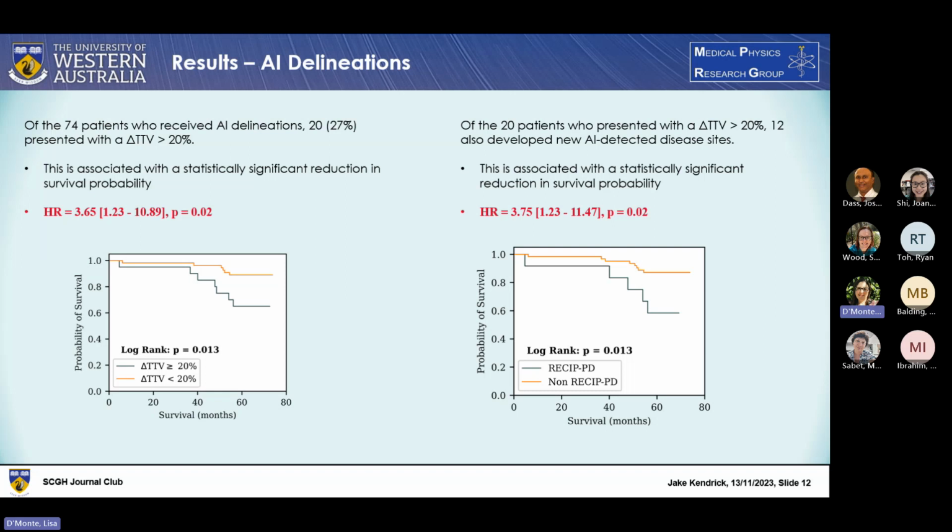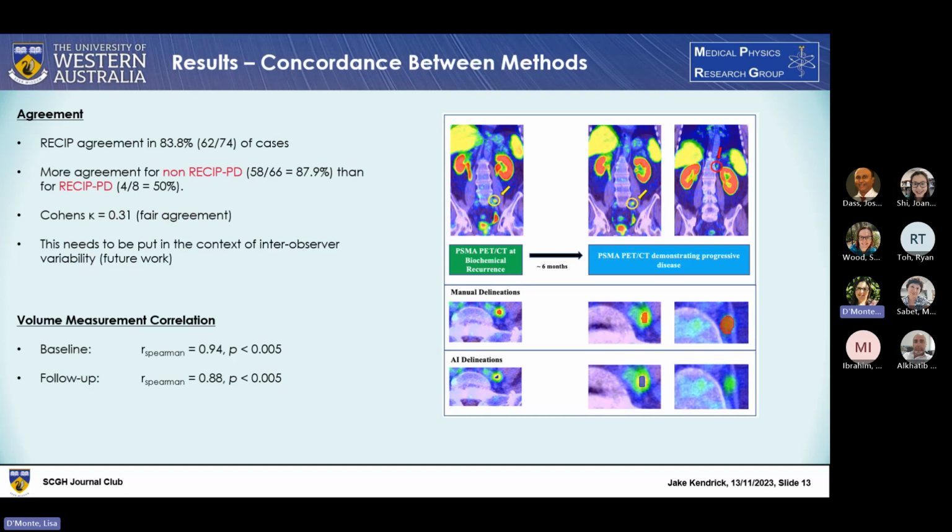And then we can look at, of those 20 patients, how many of them also had AI-detected new disease sites between the two scans. And we can see, again, this is associated with a statistically significant reduction in survival probability for those patients. So what this shows is that it's robust to 2 different frameworks, essentially. We could use manual observer delineations according to the RECIP framework, and we can also use AI-based delineations in order to make this classification for the patients to determine if they're responding or progressing on treatment.